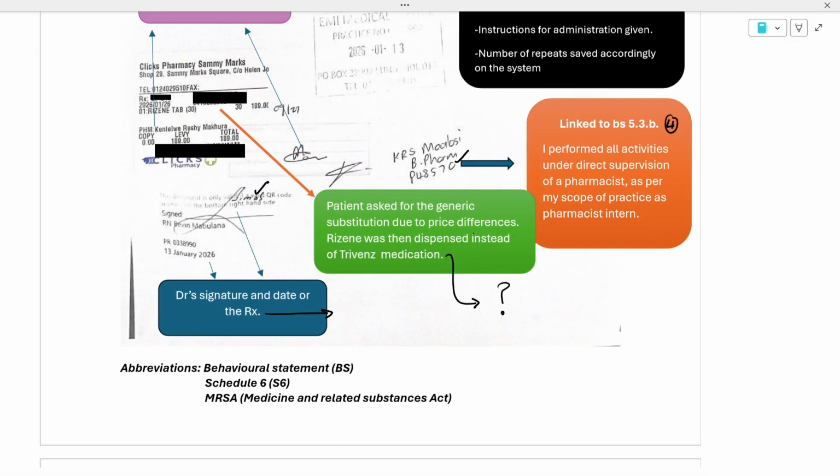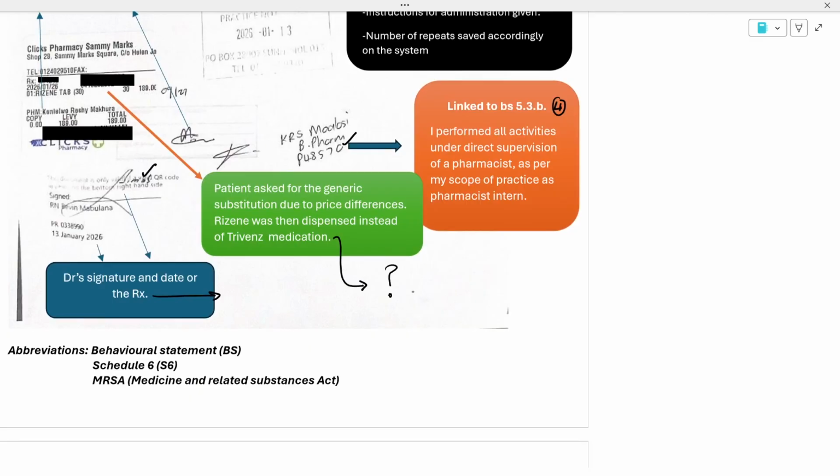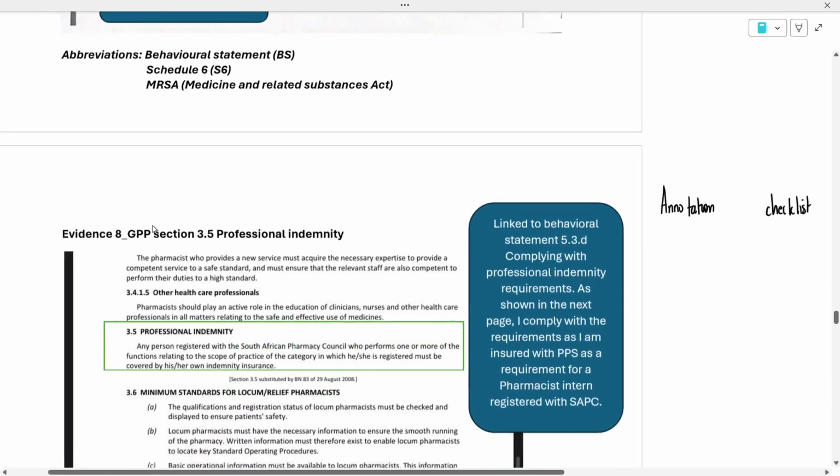Patient asks for generic substitution due to price. Here, you can also link with another regulation. This is section 22F of the Medicines Act. It's about generic substitution. It says that you need to inform the patient about generic medicines. Since you included something about generic substitution, include this law and say that you refer to this law to learn what you should do when substituting generic medicines. And then you also add it there.